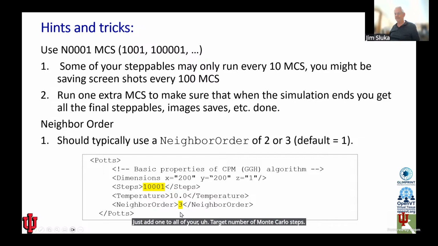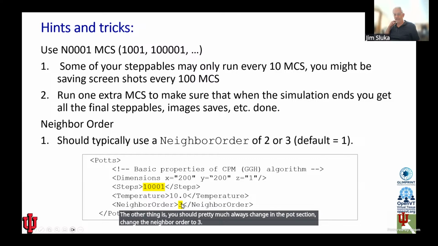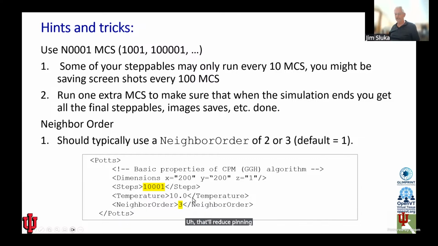The other thing is you should pretty much always change, in the Potts section, the neighbor order to 3. That'll reduce pinning and your cells always looking very square and blocky.